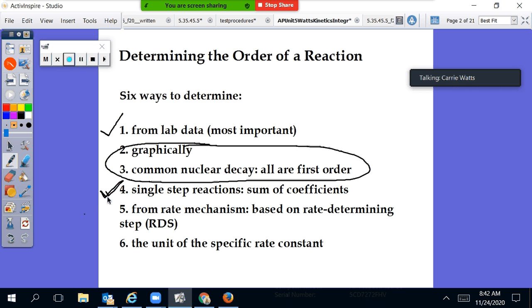On Monday we will be looking at rate mechanisms. That's when you're going to have multiple steps. You'll have a slow step, a fast step, and several steps that add up to one mechanism, and you're going to use these individual steps to figure out the order of the reaction. Also yesterday, we talked about the unit of the rate constant. Remember, you take the molarity, you negate it, you add 1, and that gives you the reaction order. So today our focus is going to be graphically and half-life.